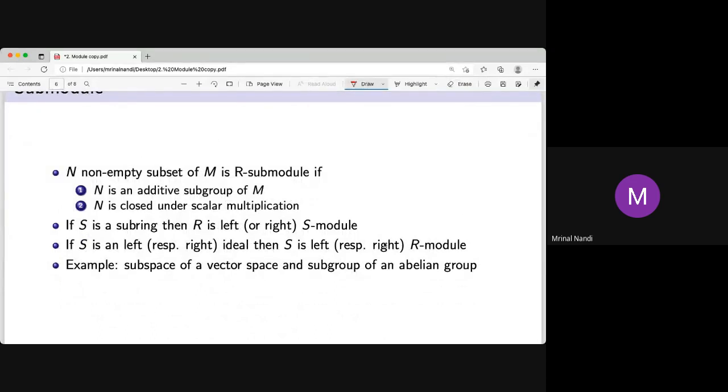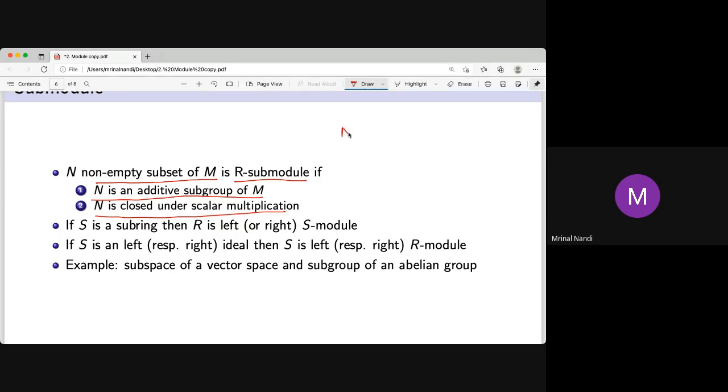Now submodule. Submodule is very important. If N is a non-empty subset of M, then it is a submodule if, first of all, N must be an additive subgroup of M, and N is closed under the scalar multiplication. So it must be like a subgroup. It must be a subgroup of M, and N is closed.